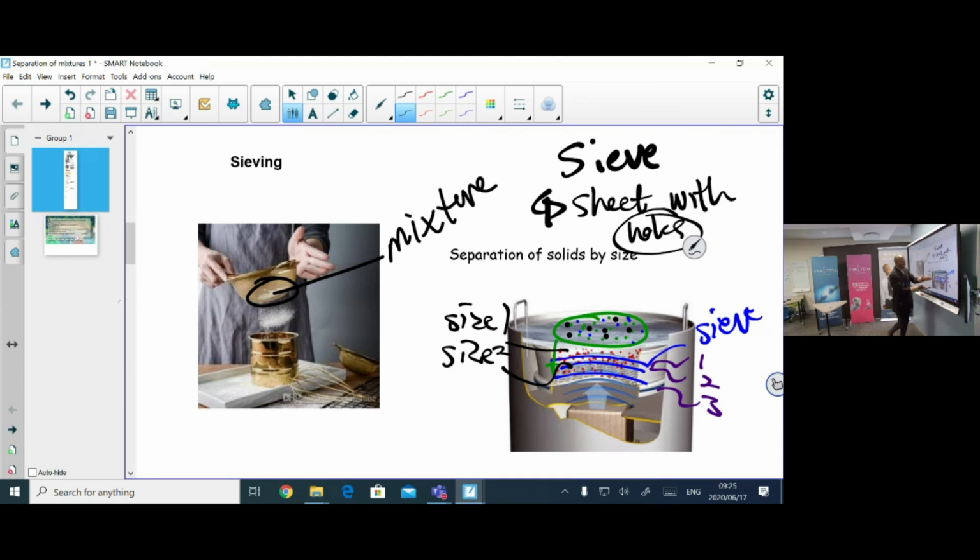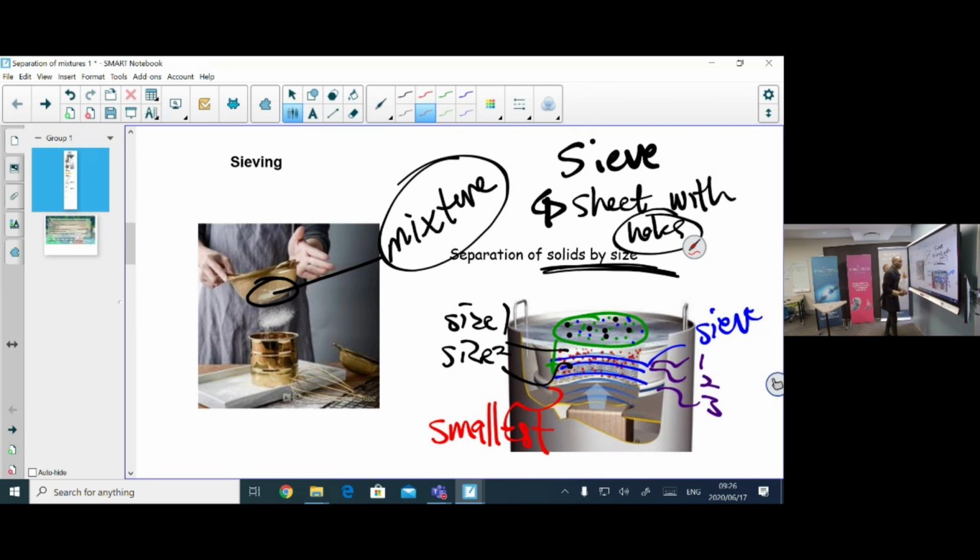By size of your sieve, we mean the holes in your sieve, right? So you would be then separating your mixture by virtue of the size of those solids, right? And this means the smallest particles will be at the very bottom, whilst the largest will be at the very top.